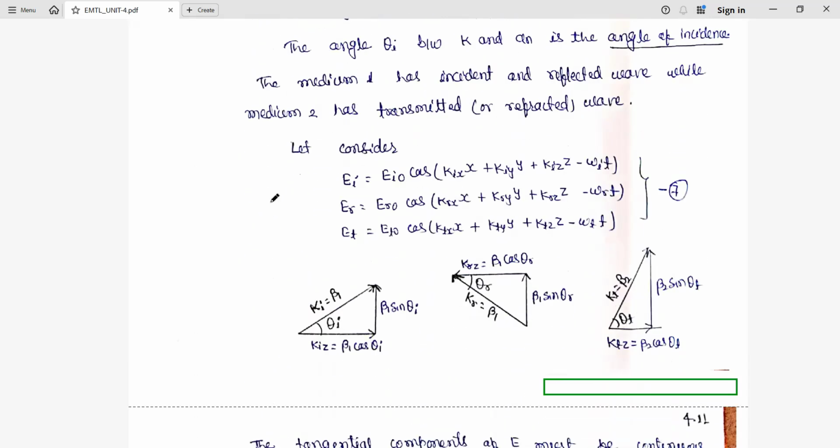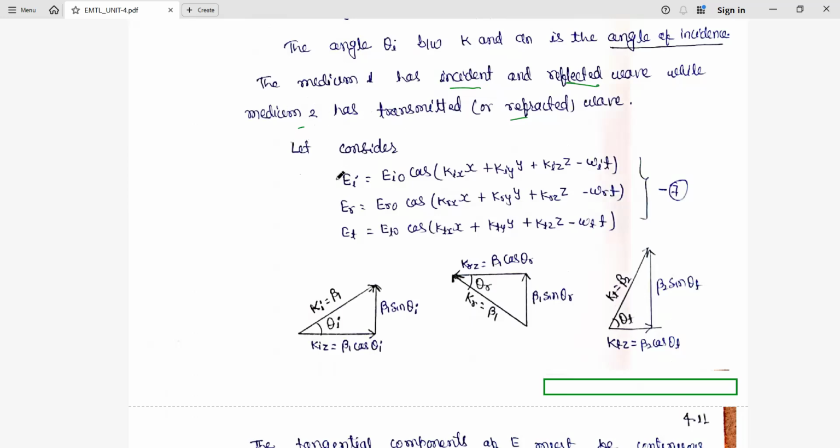So this theta is between K and the normal unit vector. That is the angle of incidence in medium 1. This is the incident wave, and again it is being reflected. That is the reflected wave, that is the KR. And in medium 2, we have the transmitted wave. So finally in medium 1, we have the incident wave and reflected wave, and in medium 2, we have only the transmitted wave. So how can we write those equations?